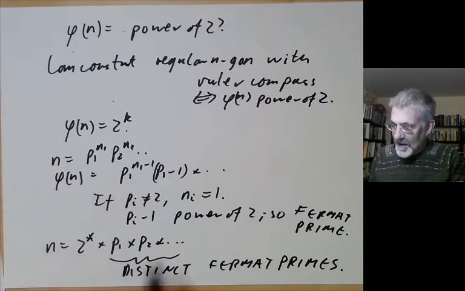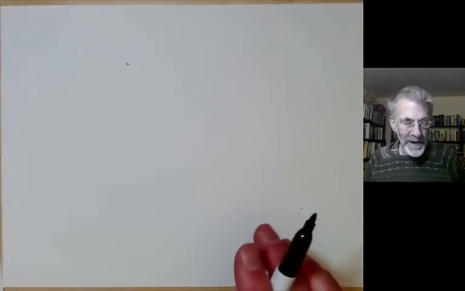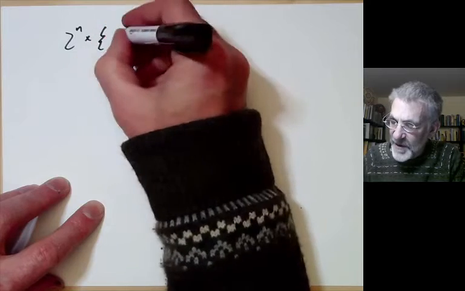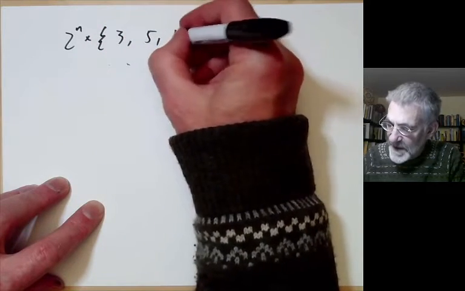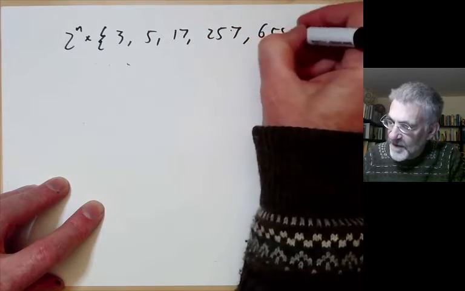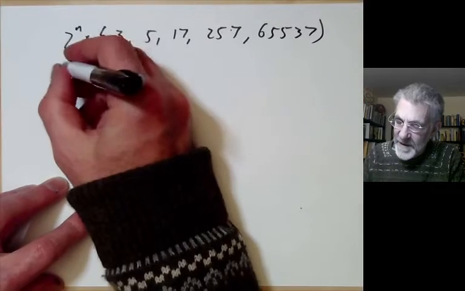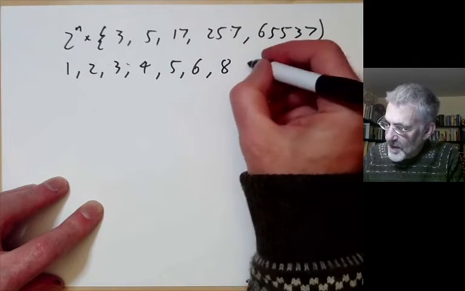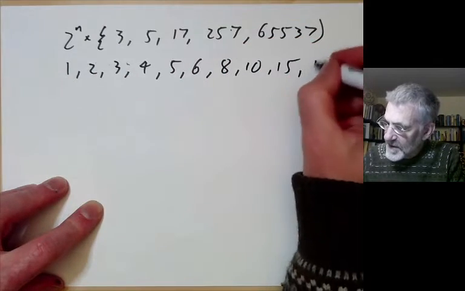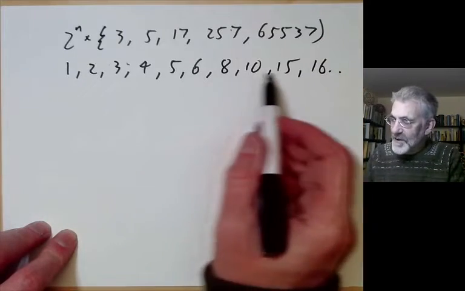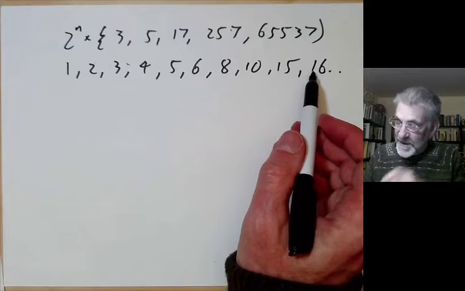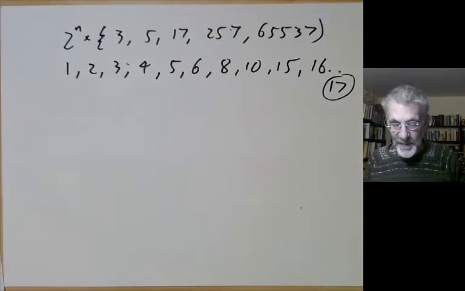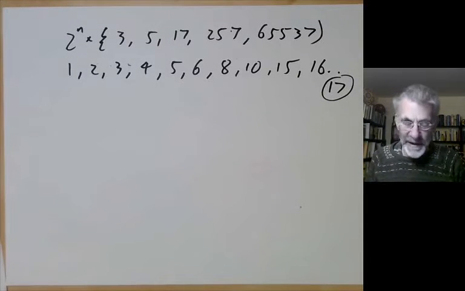So the numbers that can be constructed by ruler and compass are exactly of the form 2 to the n times a subset of the Fermat primes, which are 3, 5, 17, 257, 65537. So the first few of these are 1, 2, 3, 4, 5, 6, 8, 10, 15, 16, and so on. So the Greeks knew how to construct polygons with these numbers of sides. The first new one was found by Gauss, who noticed that you could construct a 17-sided polygon by ruler and compass. He was a teenager when he discovered that.